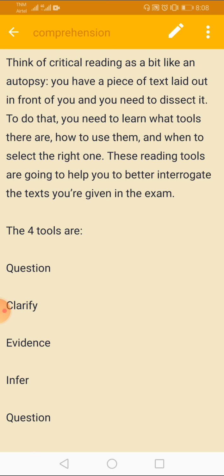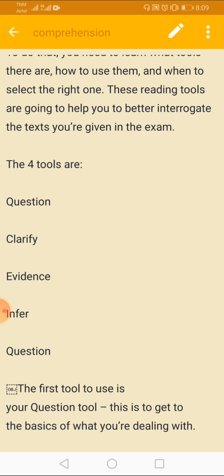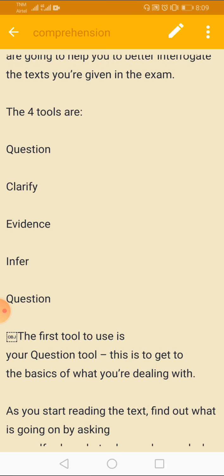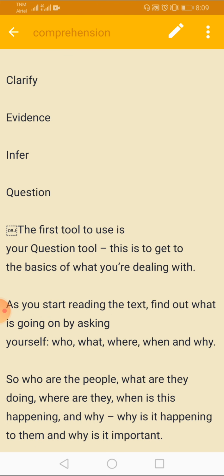In the case of an autopsy, you're trying to find out how the person died, isn't it? But here, you're trying to find out how the text was written. So you're breaking it into chunks. To do that, you need to learn what tools they are, how to use them, and when to select the right one. These reading tools are going to help you to better interrogate the text you're given in exam. The four tools are question, clarify, evidence, infer.